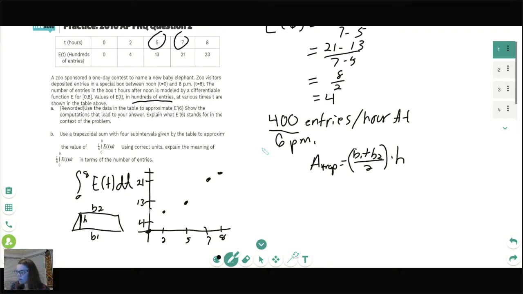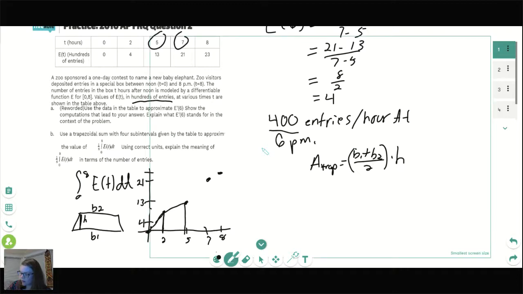So our area formula for a trapezoid is base 1 plus base 2, divided by 2, times the height. In the case of our graph, our trapezoids are actually sideways. So our bases are the heights on the side here. If we were talking about this trapezoid right here, we could call this one base 1 and this one base 2. And we're just thinking of the height as this distance, our change in x. This is our h, our change in x.